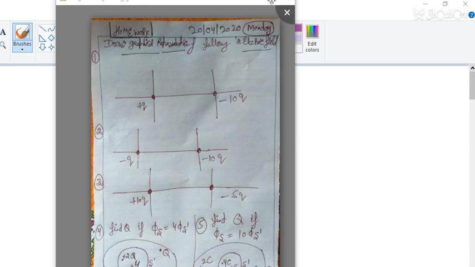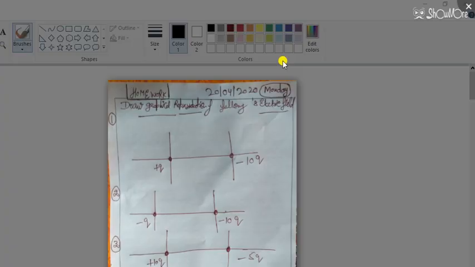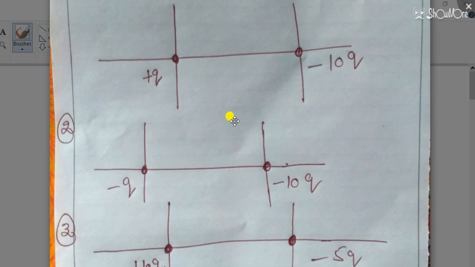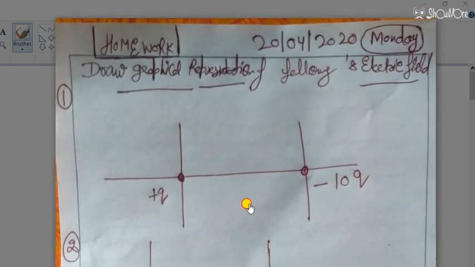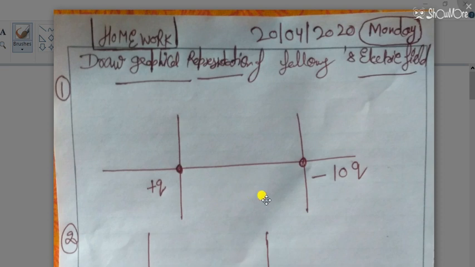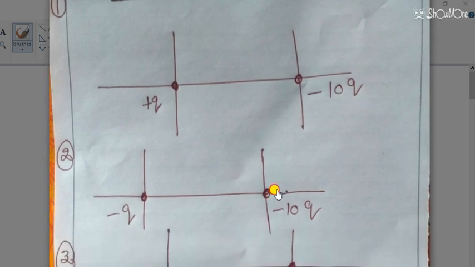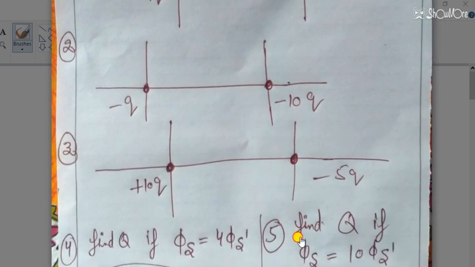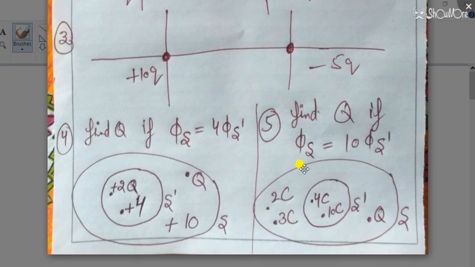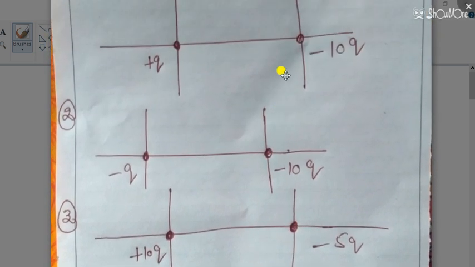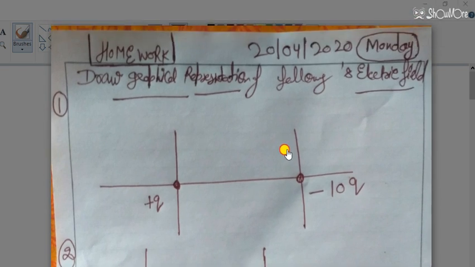So this was the PDF, and this is the homework that was given to you on 20th of April, that is today. I have given 3 questions on the graphical representation of electric field, and after that 2 questions are based on the Gauss law. You can take the screenshot if you do not have the questions with you, and now I am discussing the questions without wasting any time.